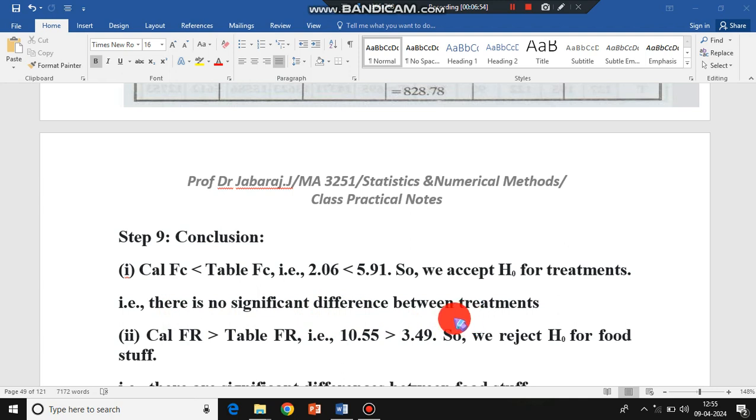How many treatments are there? T1, T2, T3, T4, T5. So 5 treatments are there. They all work together, almost equally, almost similarly they act. The performance of all treatments is almost equal. Homogeneity exists. There is no significant difference between the treatments. That's what we understand here.